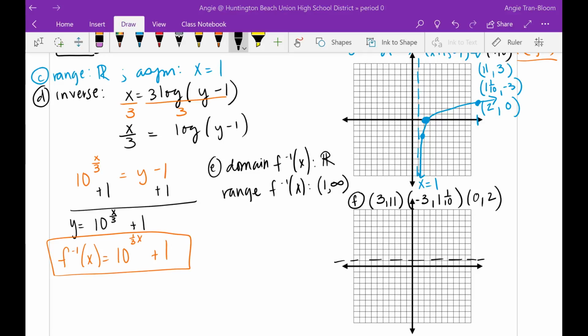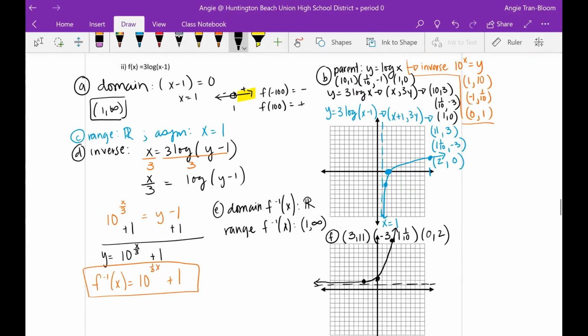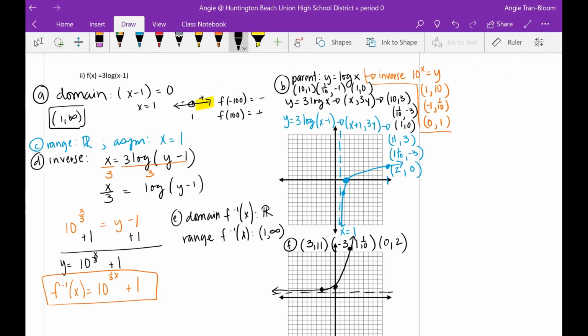Okay, so (3, 1.1). So I'm just going to go up above my box a little bit. (-3, 1.1), and (0, 2). So here it is. Here's an exponential curve, which looks familiar because we did this a lot before. Okay, so there it is. So that is the whole thing. Okay, this is the end of this recording.